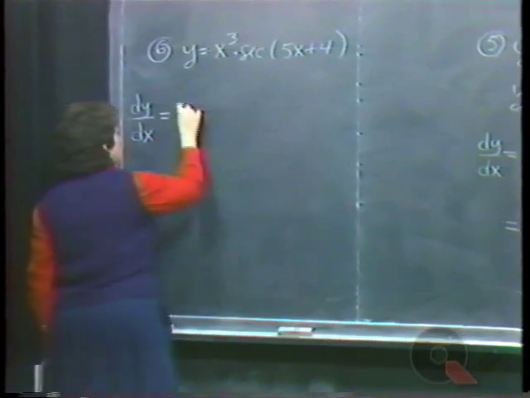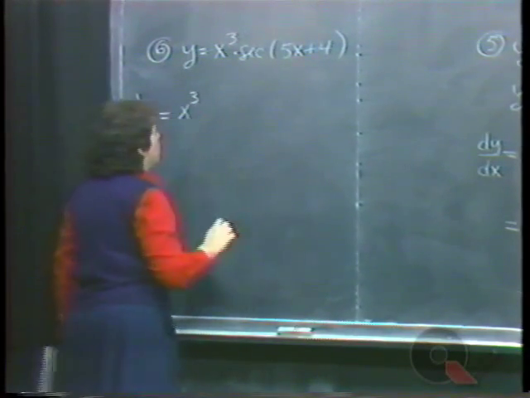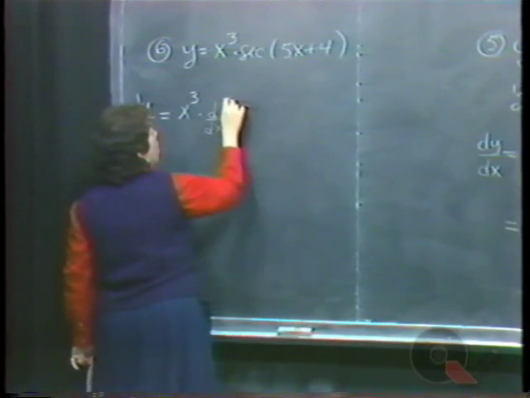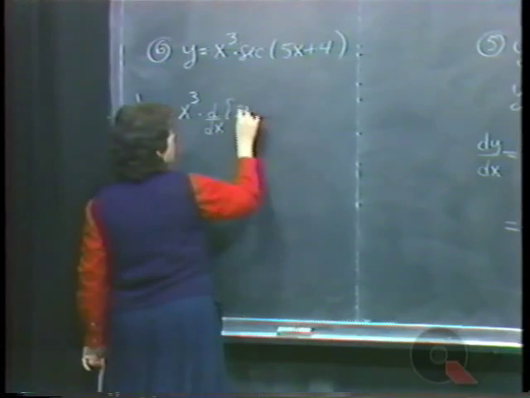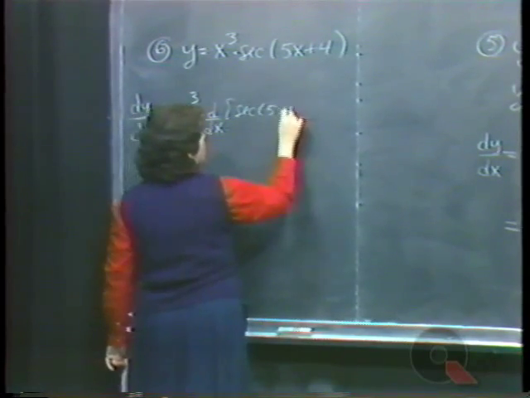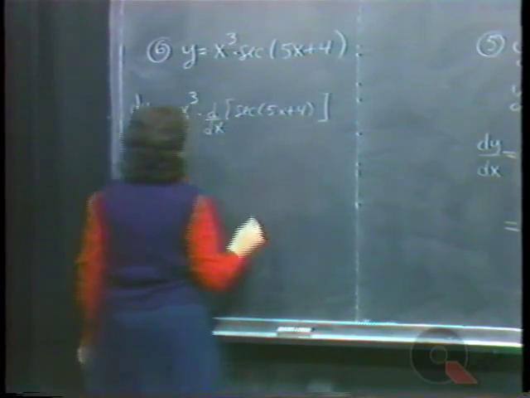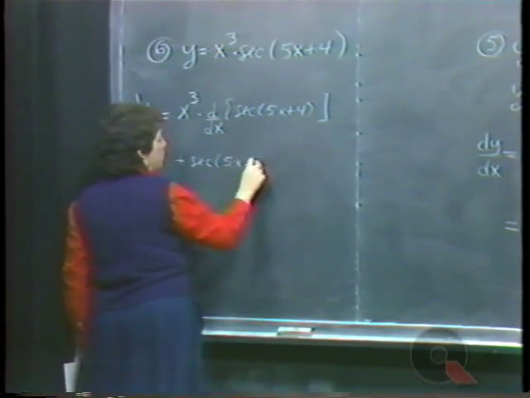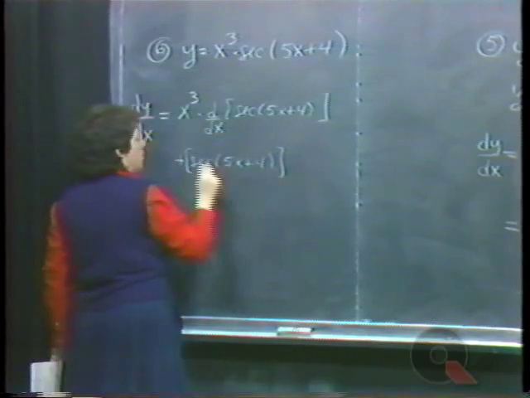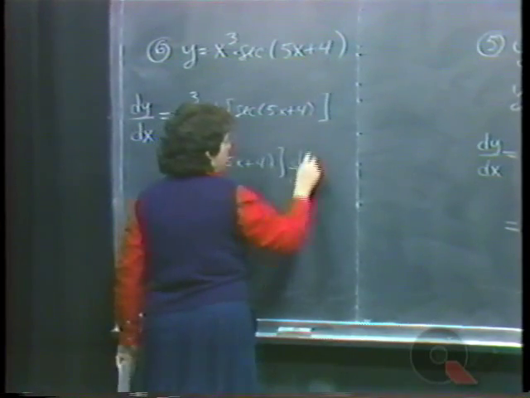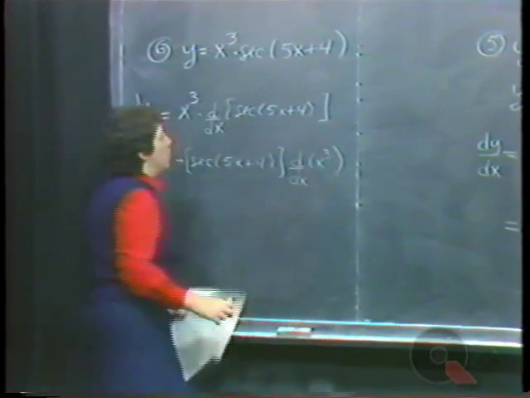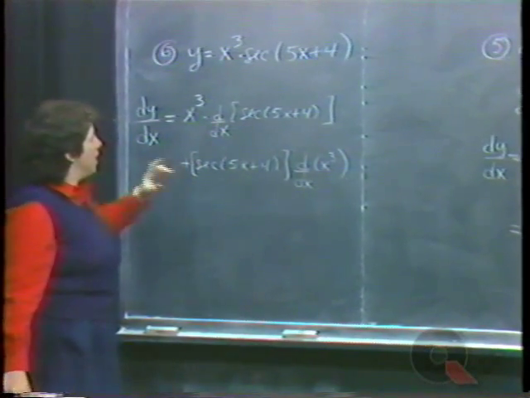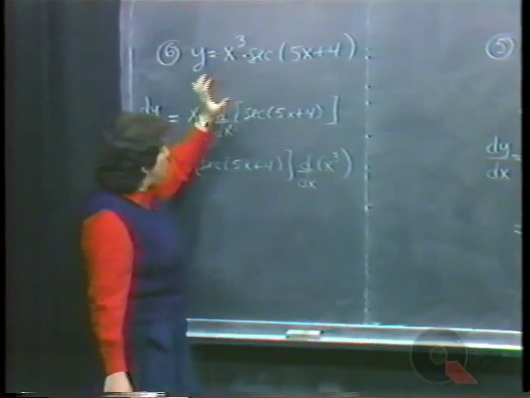It will be the first, x cubed, times the derivative of the secant of 5x plus 4, plus the second function, the secant of 5x plus 4, times the derivative of x cubed. Okay, so what we're dealing with primarily, even if you don't know the derivative of secant yet, what we're dealing with here is a product.